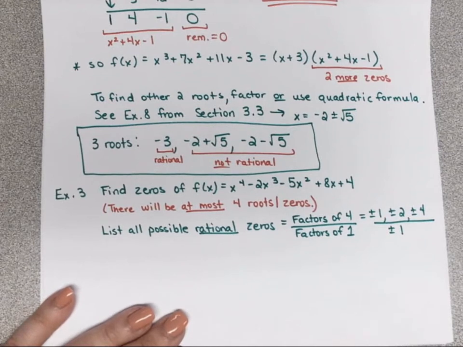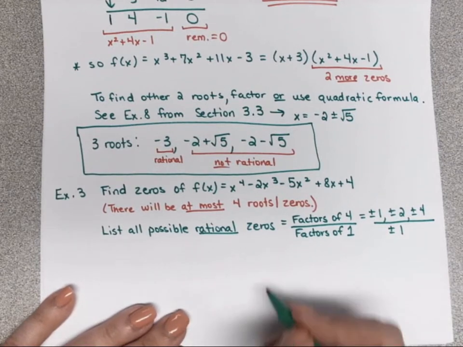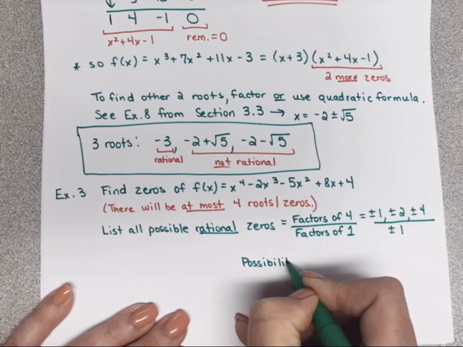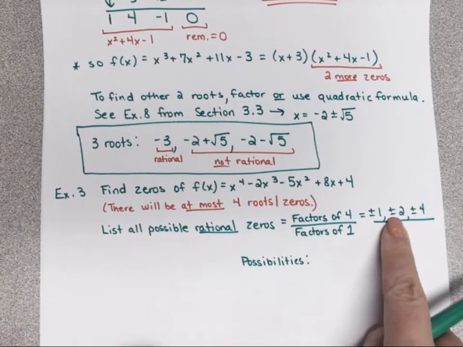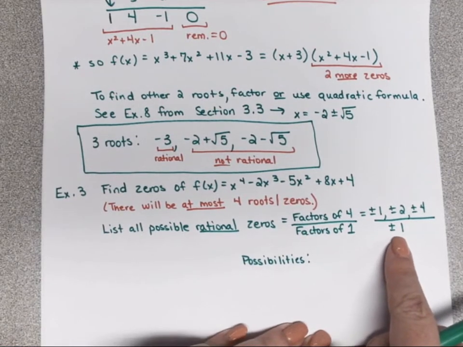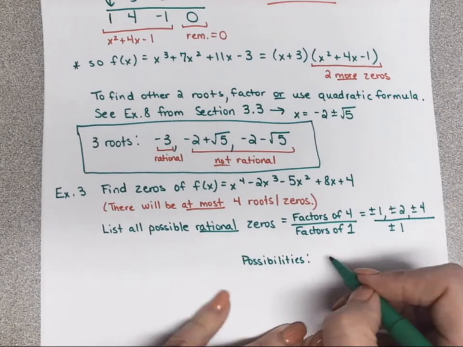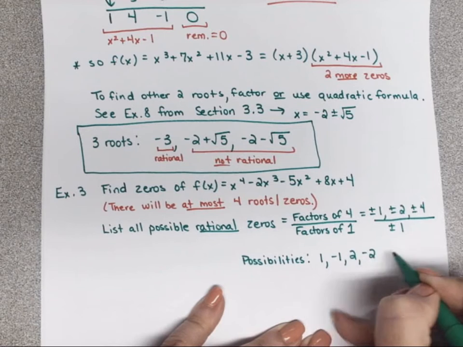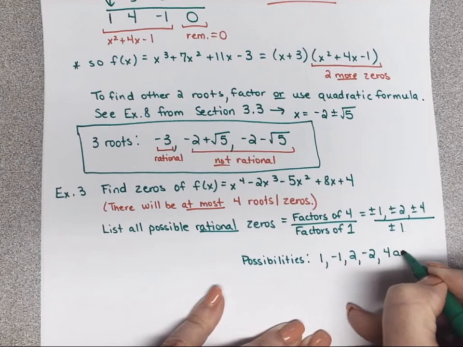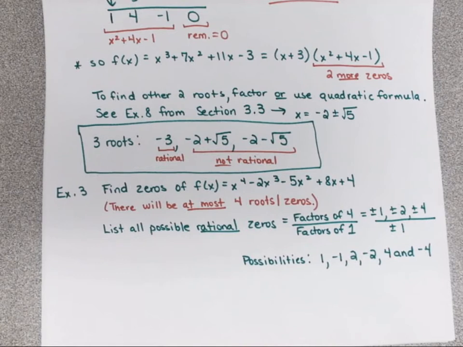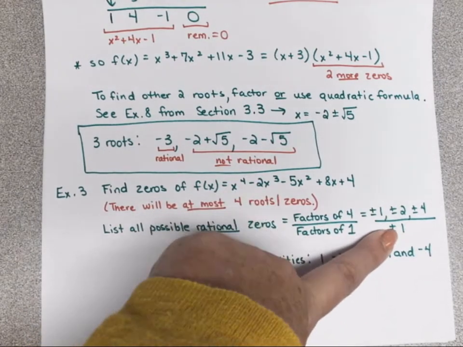So let's list what the possibilities are. What are my possibilities then? In other words, you want every number on top over every number on bottom, right? Notice the bottom's not really doing anything to our numbers though. When you put something over 1, it just stays. So our possibilities are 1, -1, 2, -2, 4, and what other one? -4, right? It's all of these numbers over all of those numbers.